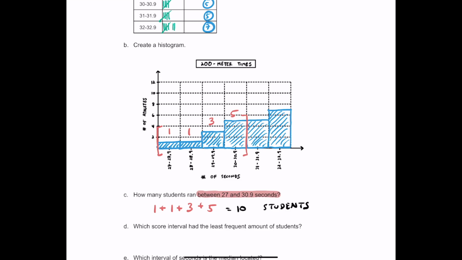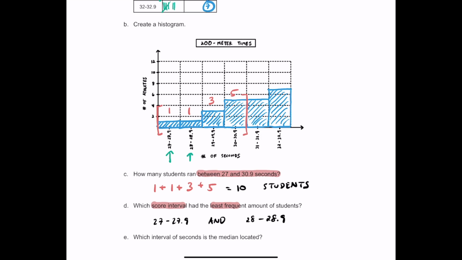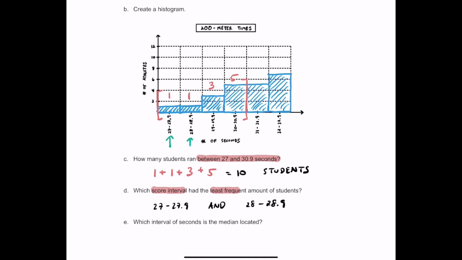Okay. Looking at part D, which score interval had the least frequent amount of students? Well, I think we're kind of tied for 2 of them, right? So that's this one and this one. So we can go ahead and say the 2 that were tied were 27 to 27.9 and 28 to 28.9. Okay, so that's D. And for E, it says which interval of seconds is the median located?